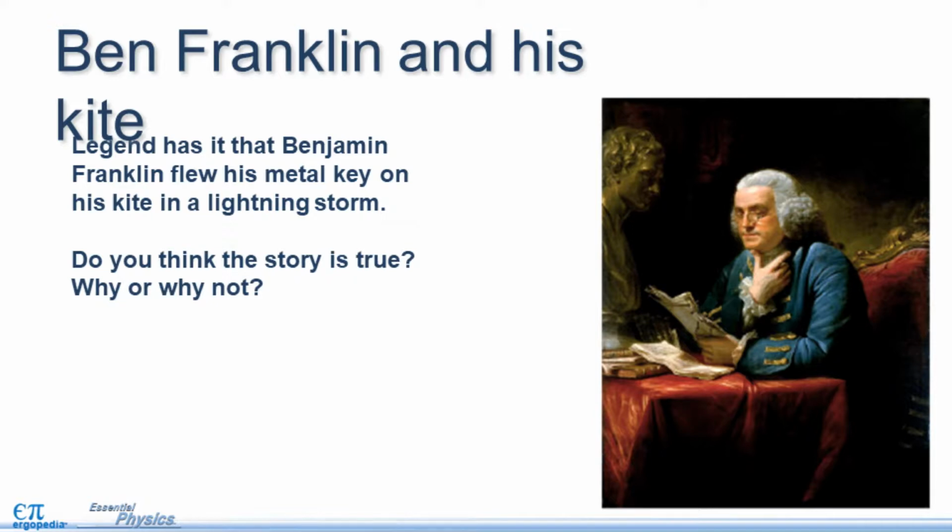He used hemp cord that was tied to the metal key, which was then attached to a Leyden jar. It turns out that the other end was attached to a silk string, which was held inside by his son as he flew the kite. It did not get hit by lightning, but he did see that the strands of the hemp cord were repelling one another. If it had been struck with lightning, he most certainly would have been killed.